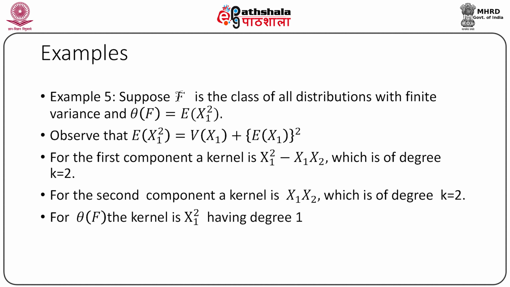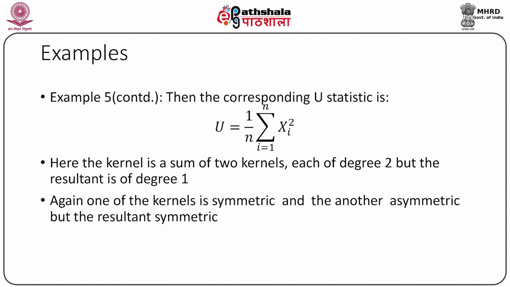Next, consider the estimation of the expected value of x1 square. Now, the expected value of x1 square is the sum of the variance of x1 and the square of the expected value of x1. For the variance of x1, a kernel is x1 square minus x1 x2, which is of degree 2, whereas for the second, a kernel is x1 x2, which again has degree 2. Therefore, the sum, that is x1 square, is the required kernel. Then the U statistic is the sample second order raw moment.